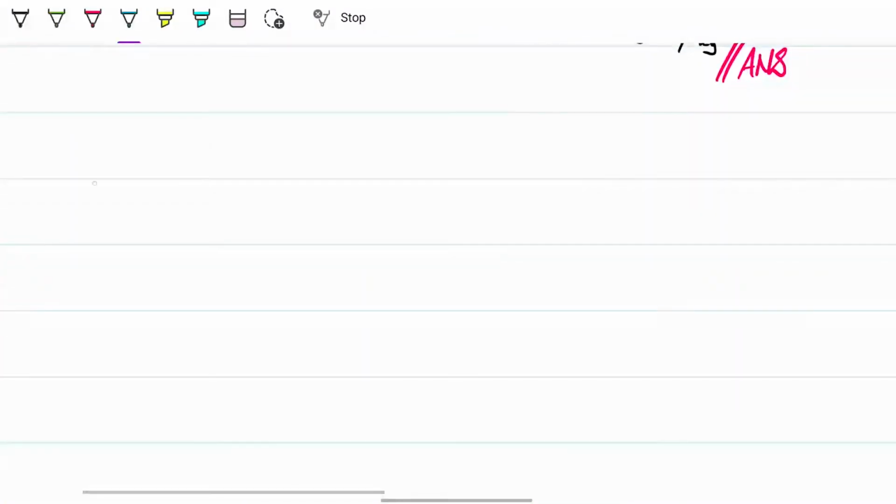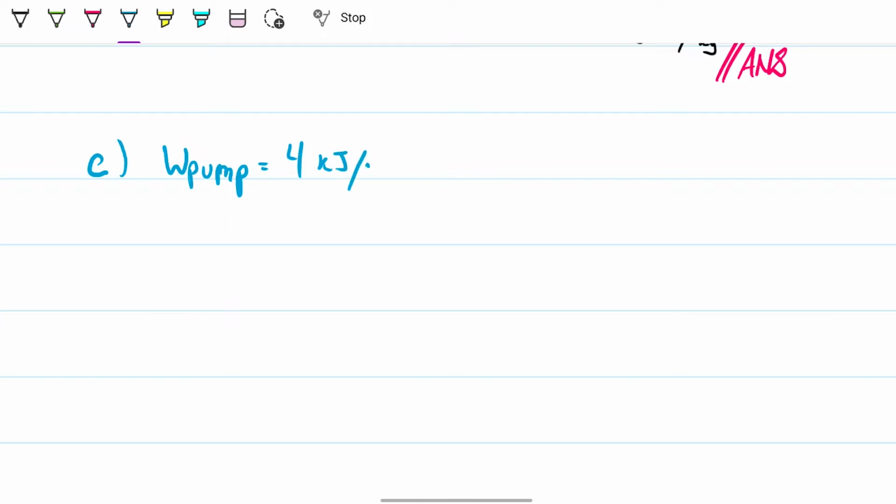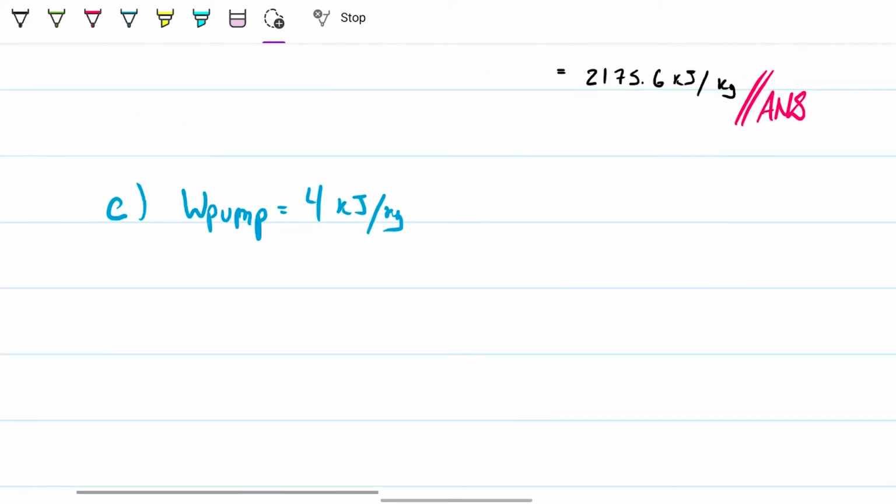For that I'm going to use the fact that I know my pump requires 4 kilojoules for every kilogram of water it pumps. If I do an energy balance on the pump first, I should have done that. So let me do this first. All right, so that's my boiler one.